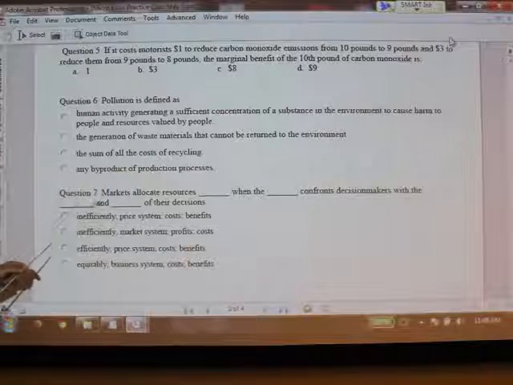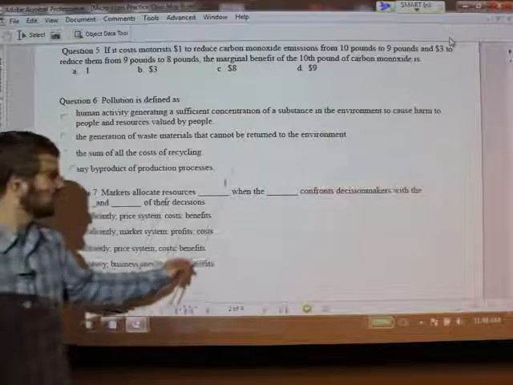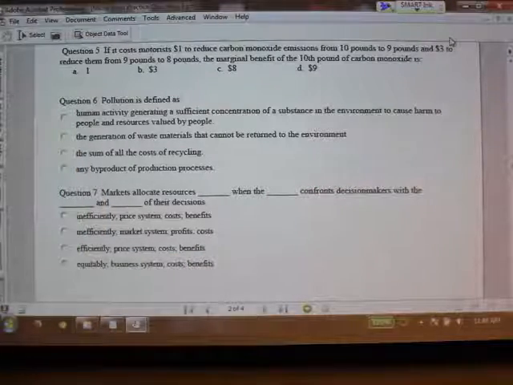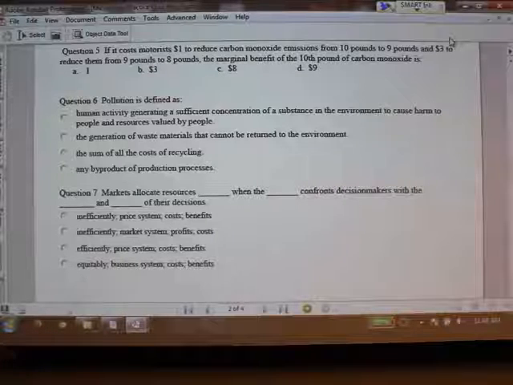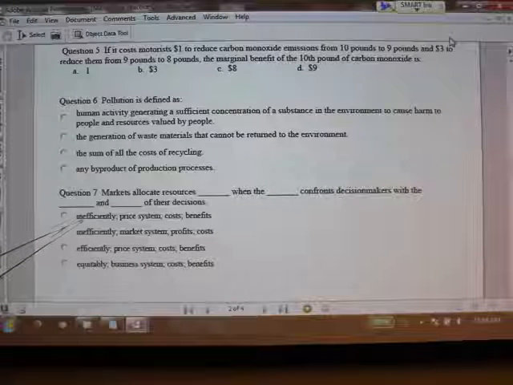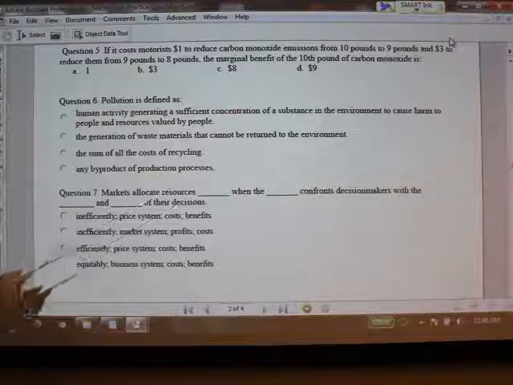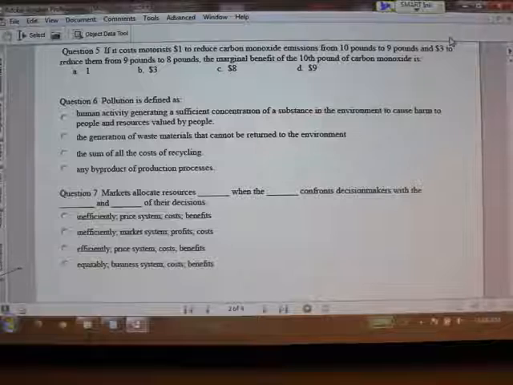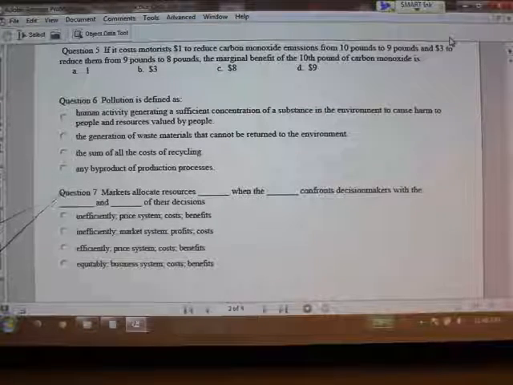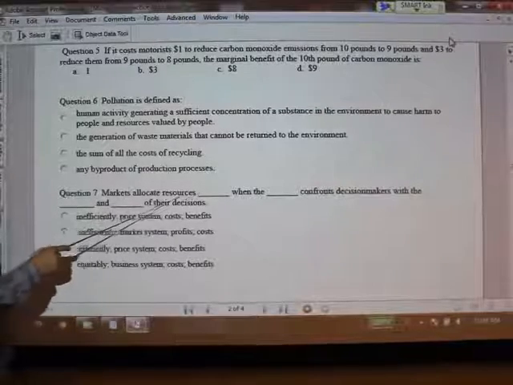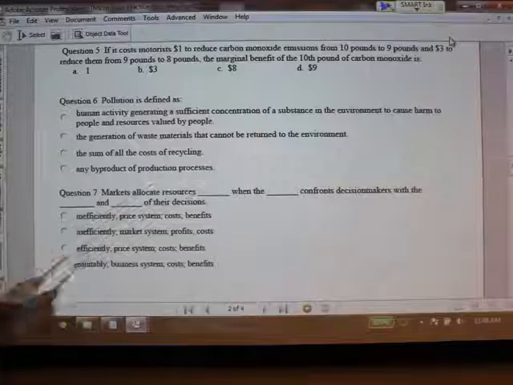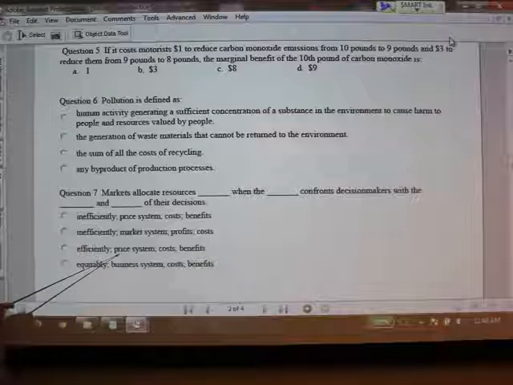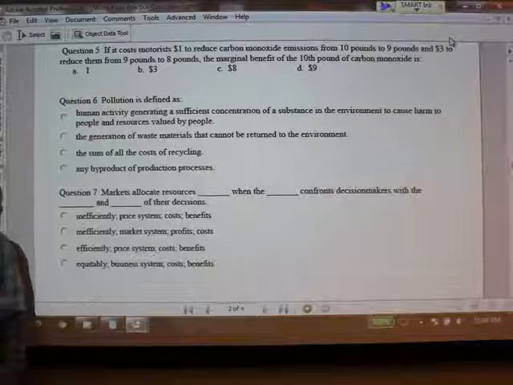Okay, 7. Markets allocate resources blank when the blank confronts the decision makers with the blank and blank of their decisions. So if you look at these words, markets allocate resources inefficiently, price system costs benefits. Well, I hope that you all got C. It makes sense that we would be talking about how it allocates them efficiently. So let's try that one. Efficiently. Markets allocate resources efficiently when the price system confronts decision makers with the costs and benefits of their decisions.